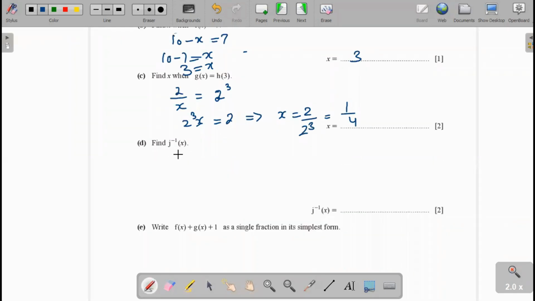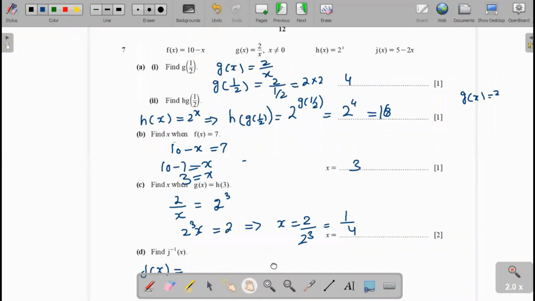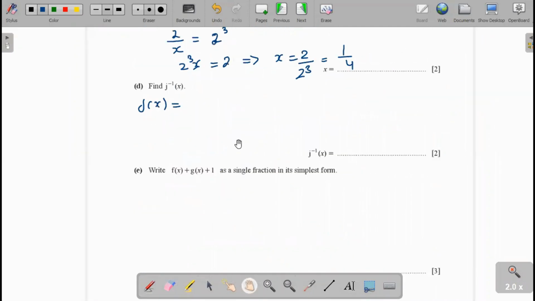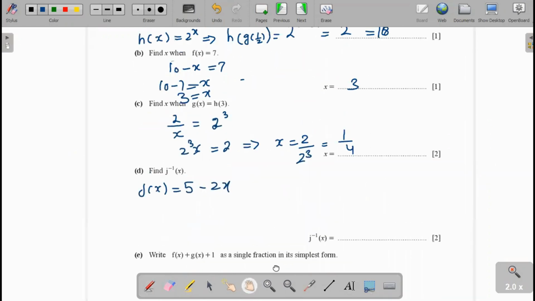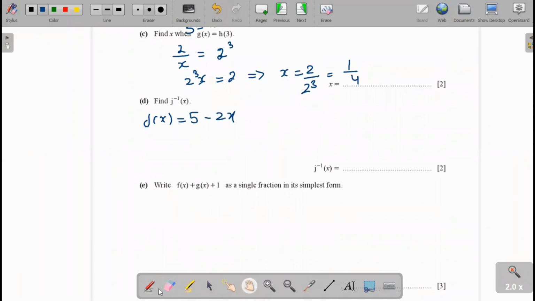Now find the g inverse of x. We see that g of x is equal to 5 minus 2x. Therefore, we can write 5 minus 2x, and this is the g of x function. Now we suppose that g of x will be equal to y, and that will be x equal to g inverse of y.